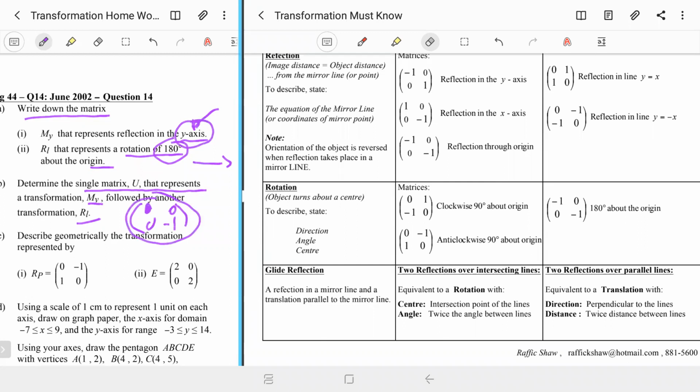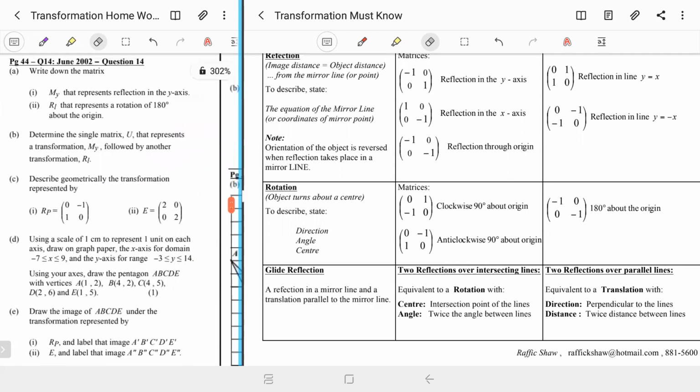We know the answer for this already without even doing it. The answer is the x-axis reflection. See? I said it in the matrix. So when I'm going through them, I get the x-axis reflection. I know the answer already.